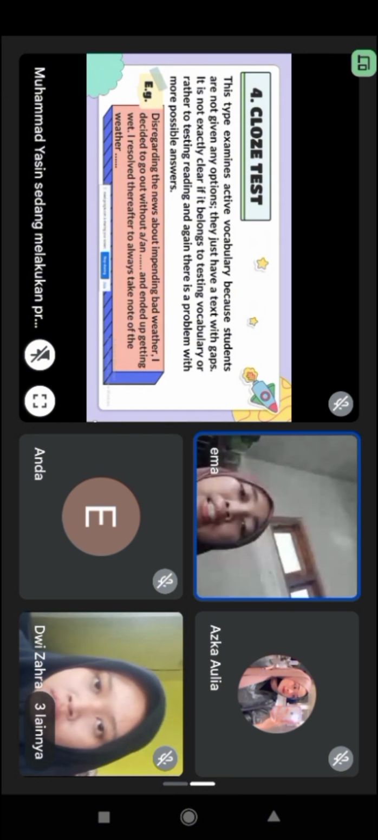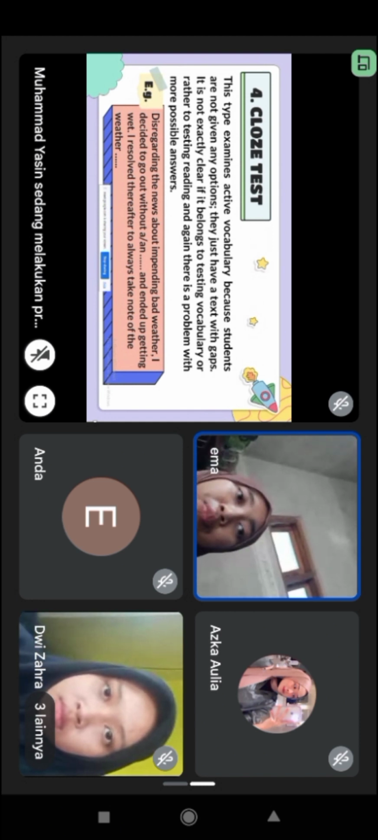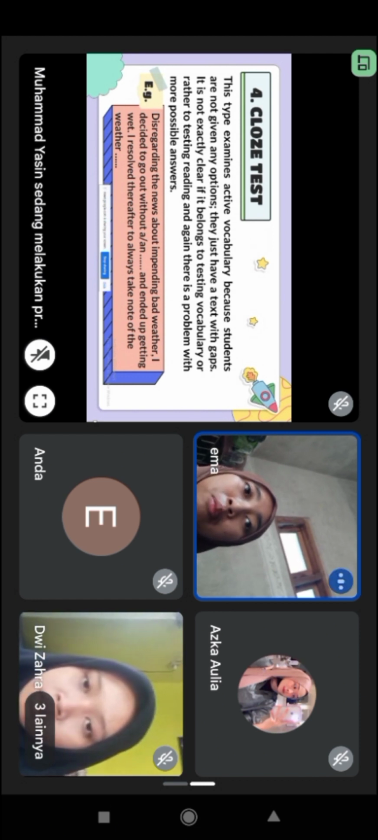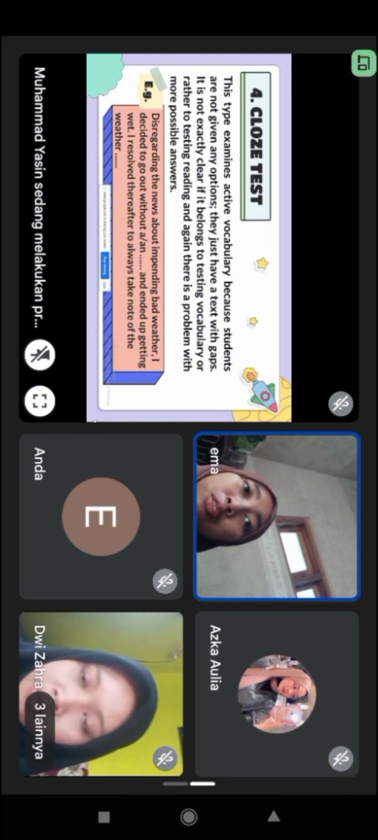Number 4, cloze test. Another way how vocabulary can be tested is the cloze test. This tests active vocabulary because students are not given any options. They should produce the words themselves.